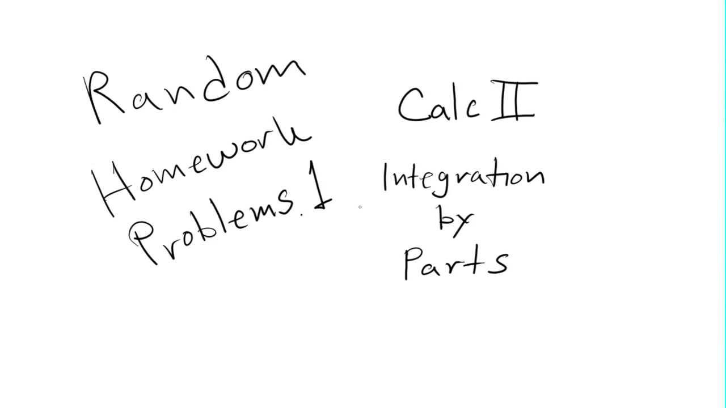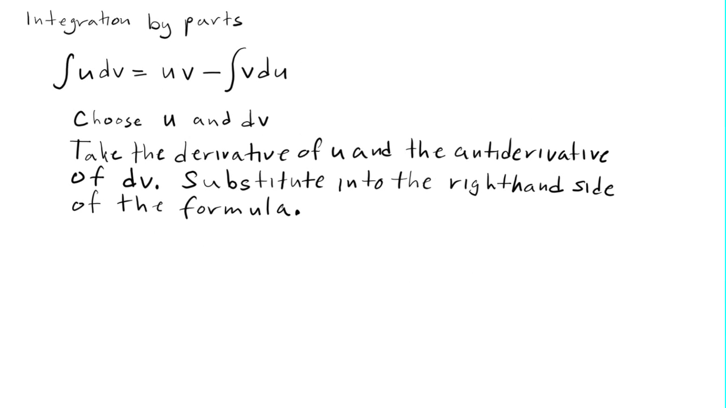Okay, this is the first in a series of random homework problems for Calc II. We'll be talking about integration by parts. And just to remind you, the integration by parts formula is the antiderivative of u dv is equal to uv minus the antiderivative of v du.